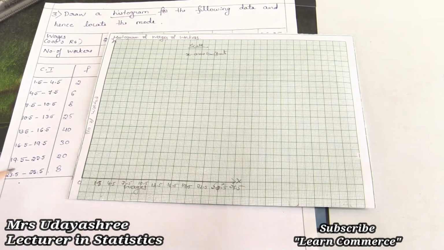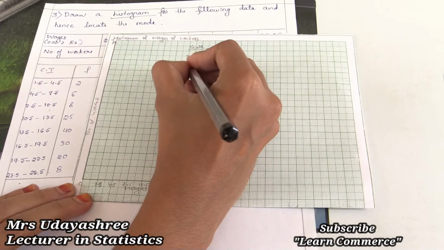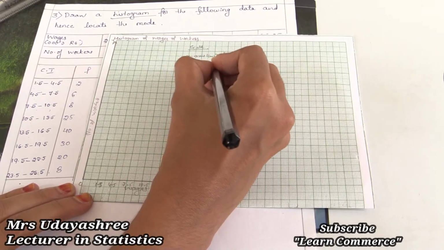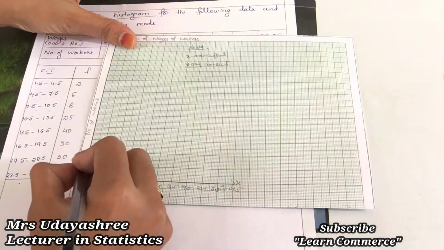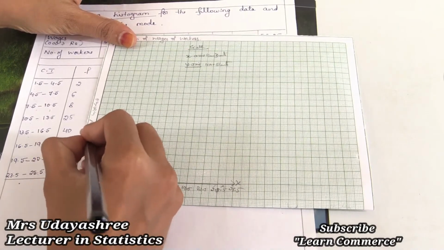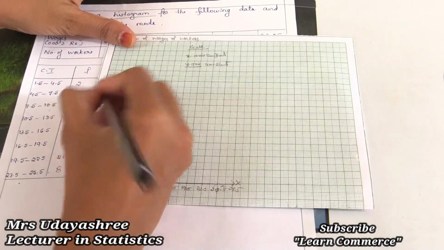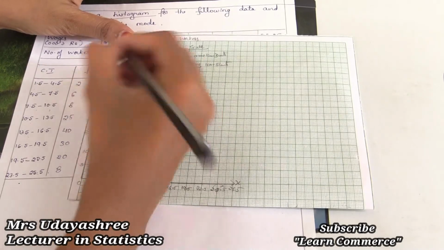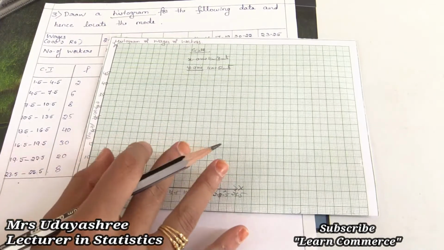and 8. A suitable scale for the y-axis is 1 centimeter equal to 5 units. Therefore it is 5, 10, 15, 20, 25, 30, 35, 40, 45. I will stop here because the highest frequency value is 40. Okay, next, how to construct the histogram?